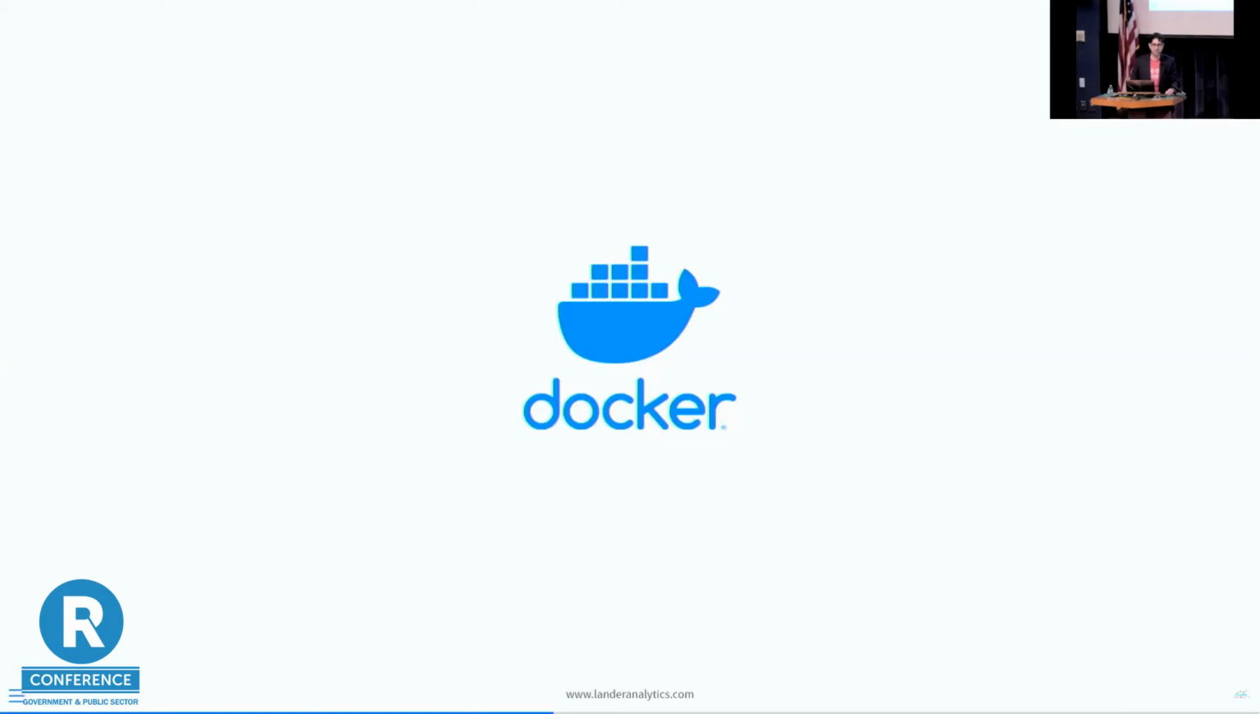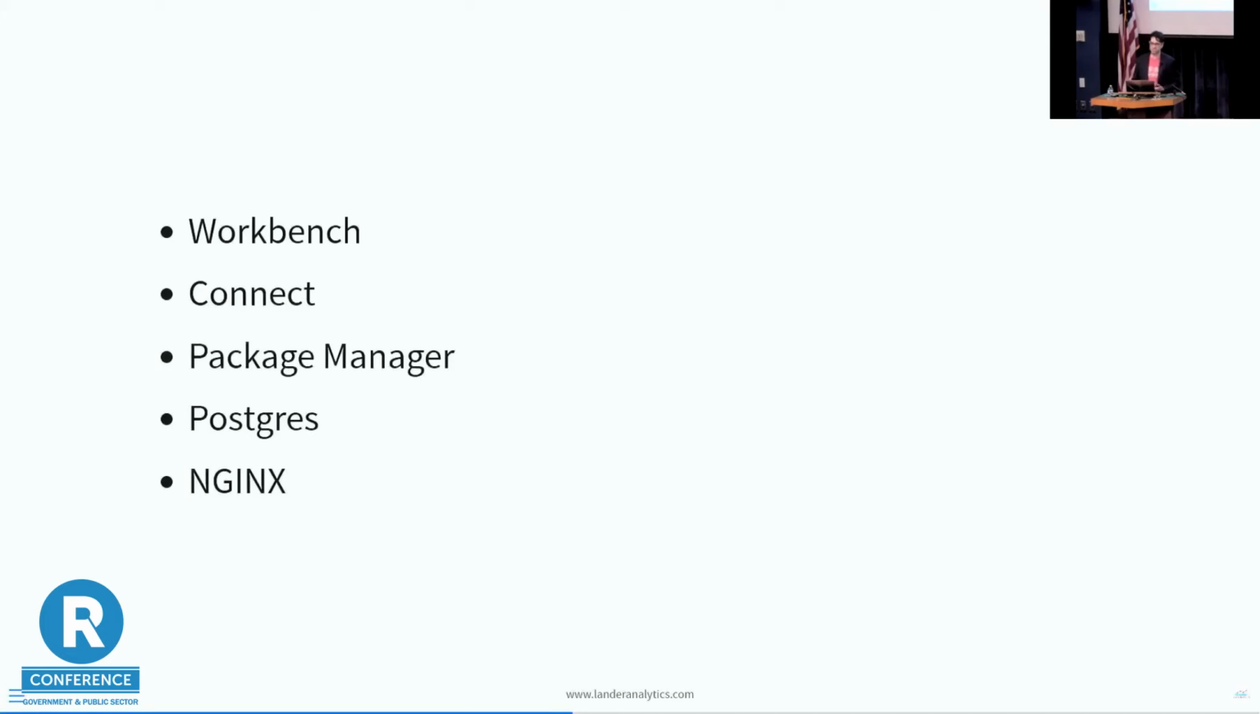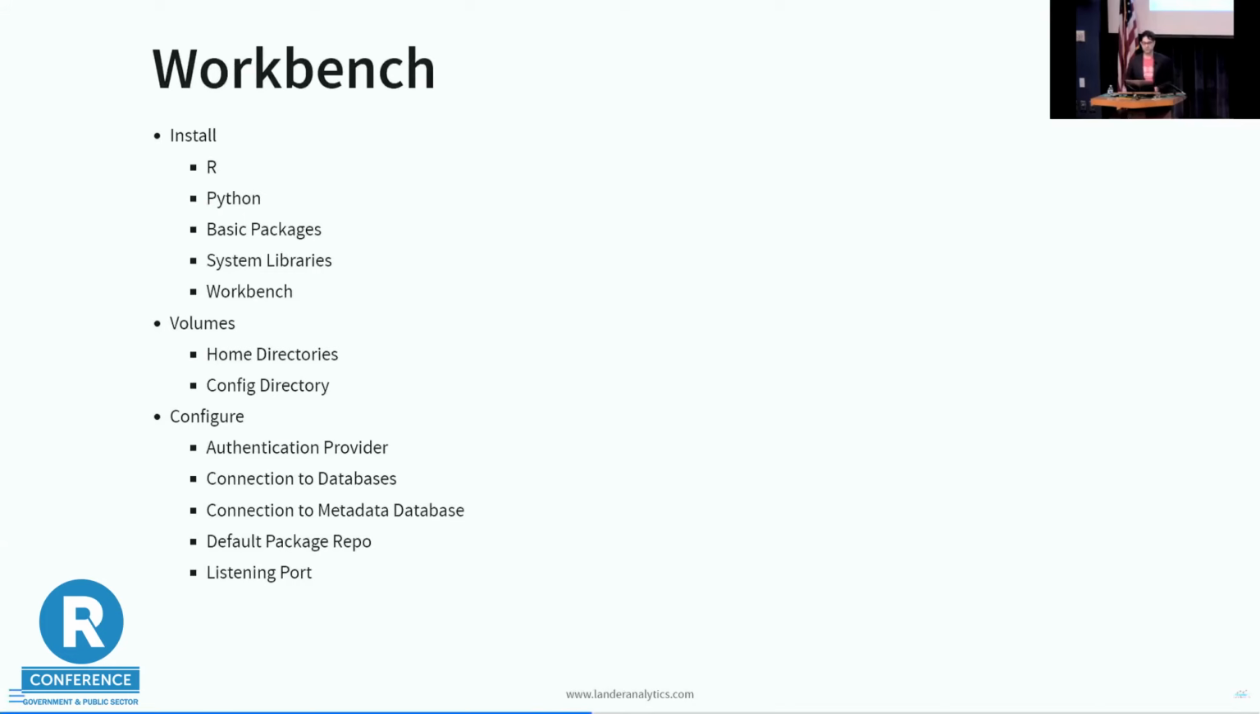Everything's better. So for our stack that we're talking about, we're going to talk about Workbench, Connect, Package Manager, Postgres, and Nginx. We find that gets you really far along the way. So we need to build a Docker image for each of these pieces of software separately. So for Workbench, we need to install R, maybe Python, the basic packages we want everyone to have, Linux system libraries, very important, and of course, Workbench itself.